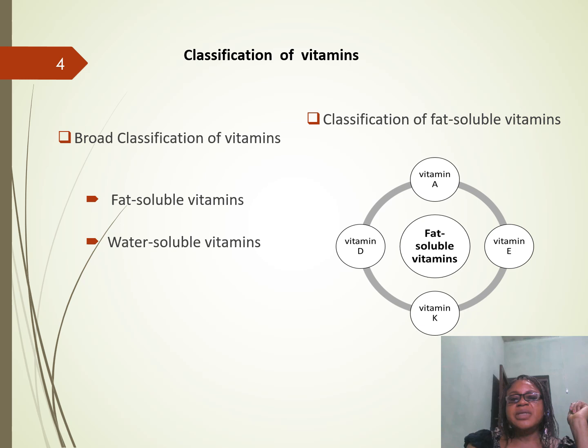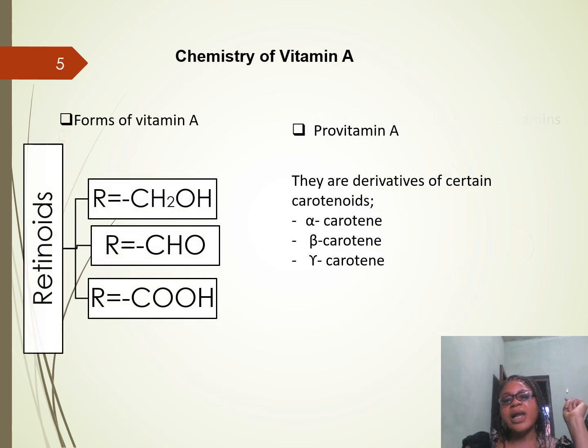Classifications of vitamins. Vitamins are broadly classified into water-soluble vitamins and fat-soluble vitamins. Again, we will commence with the fat-soluble vitamins. On the right side of this slide, you will see the classification of fat-soluble vitamins. You have vitamin A, vitamin D, vitamin E, and vitamin K. We take them one at a time.